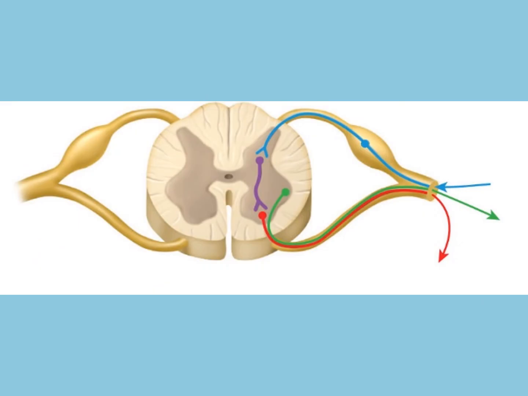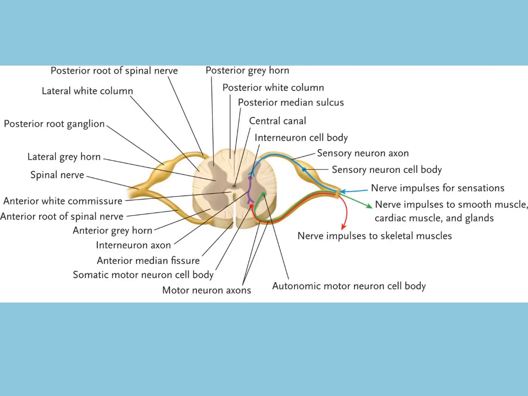Here's an unlabeled diagram representing a cross-section of the spinal cord. You could use this to practice labeling the spinal cord's various parts. Here's the same picture with all of the parts labeled. Focus on the parts that we've discussed in previous slides.